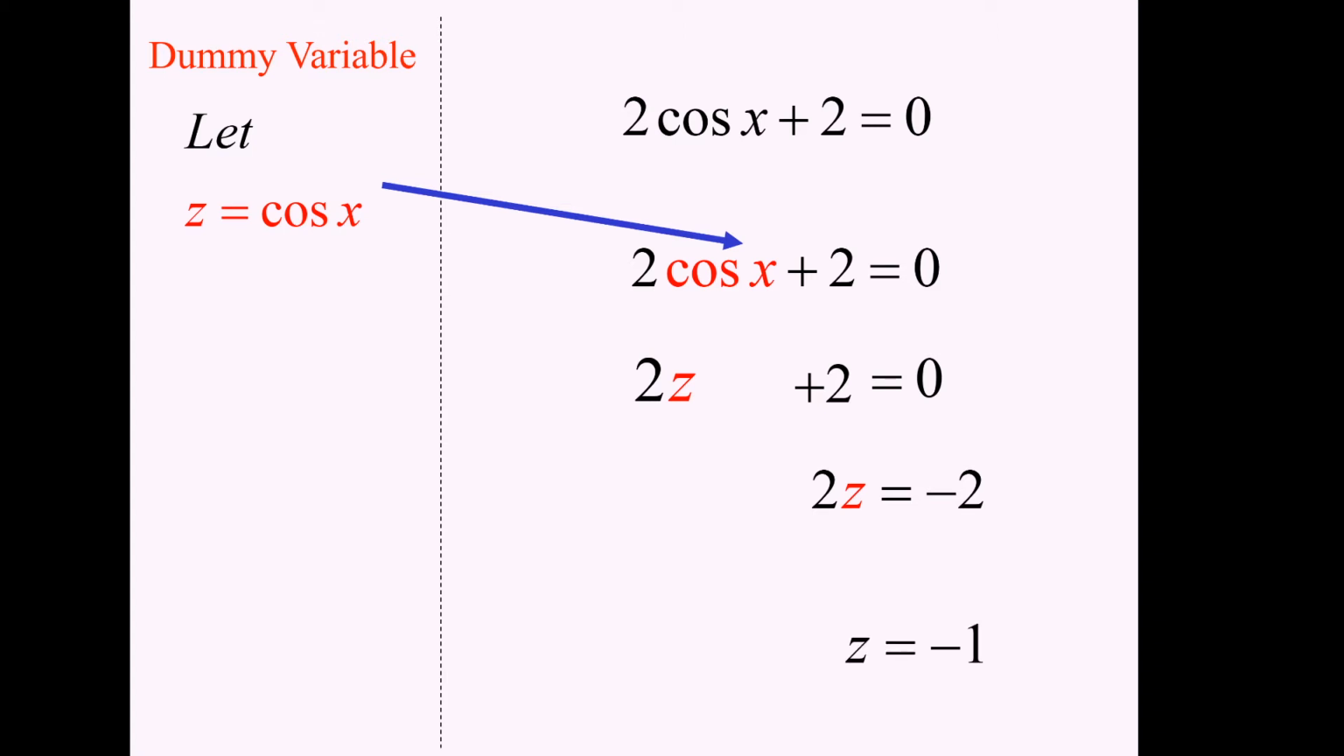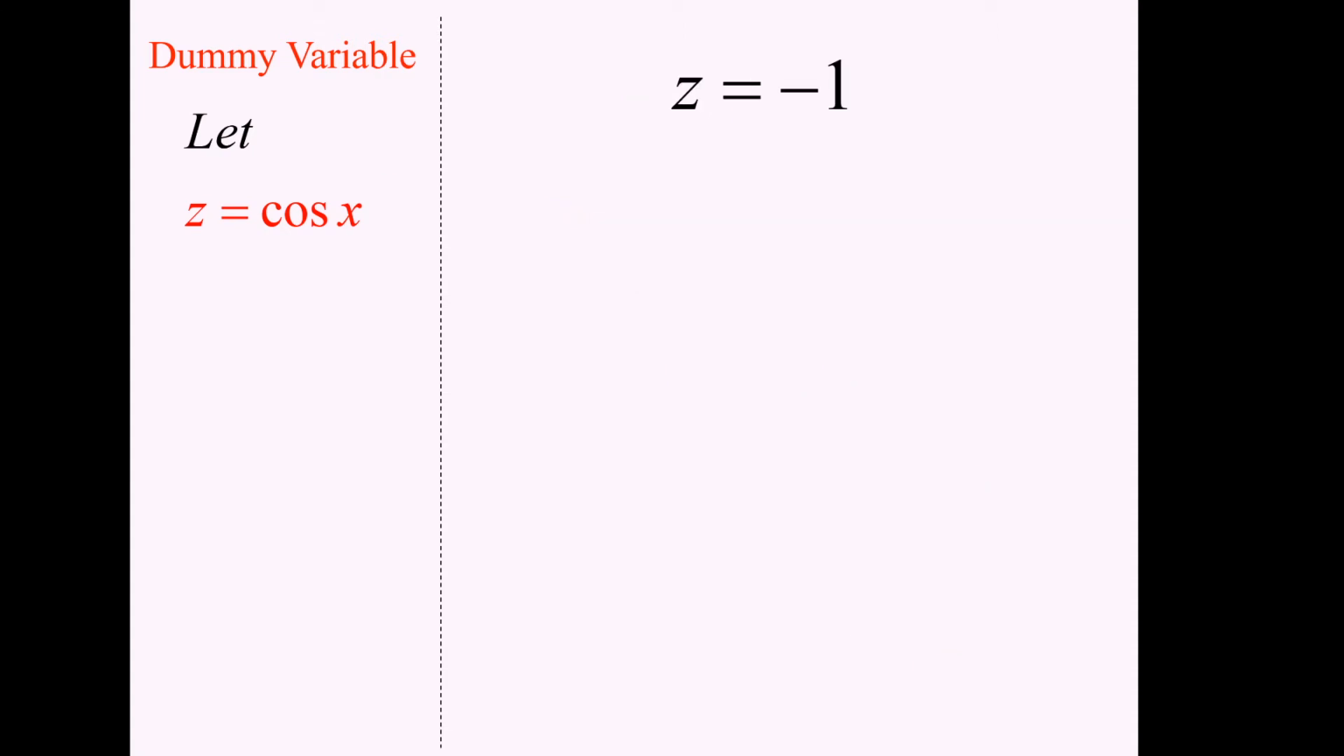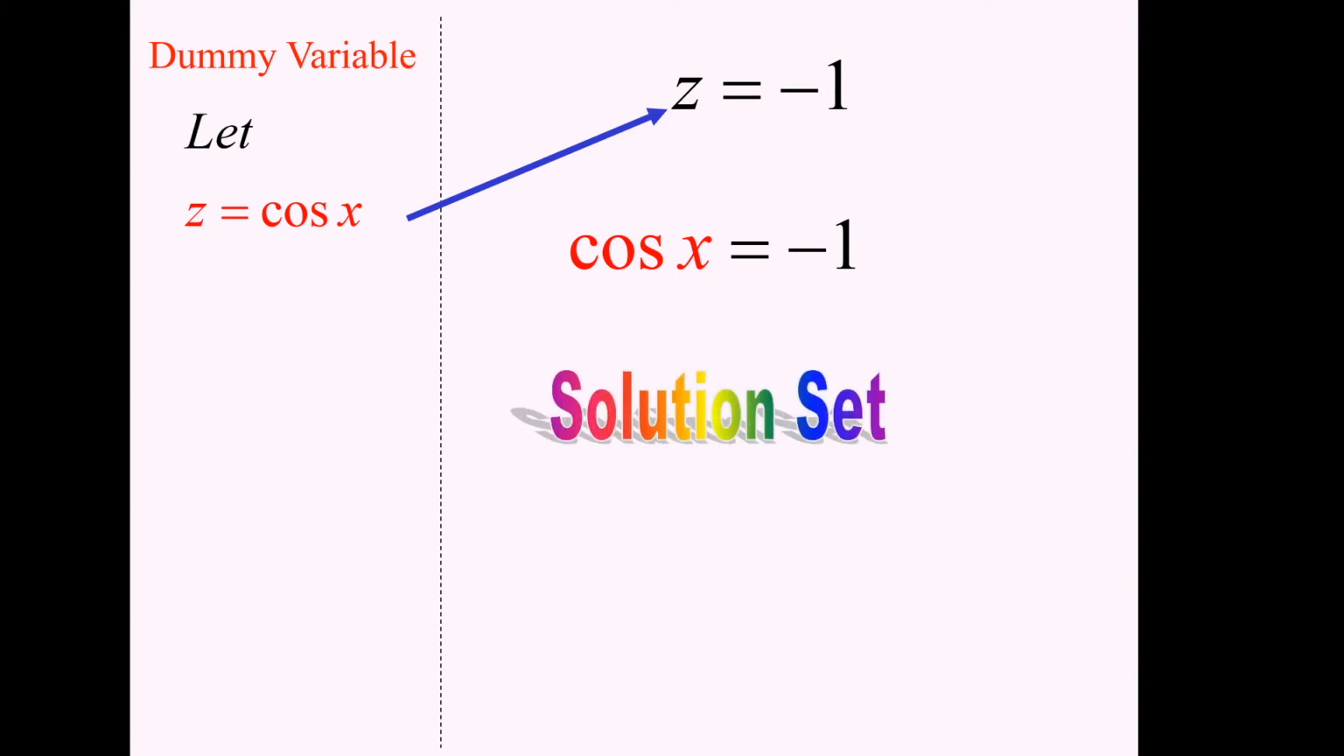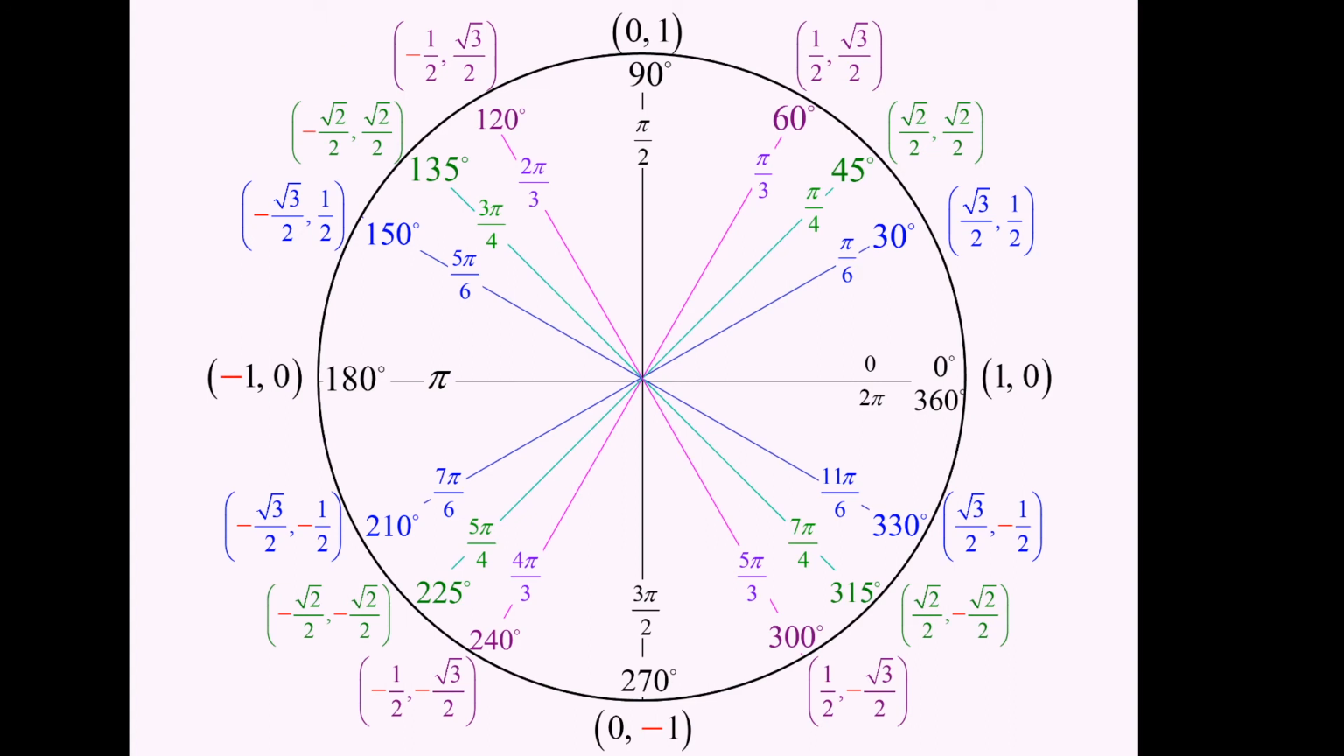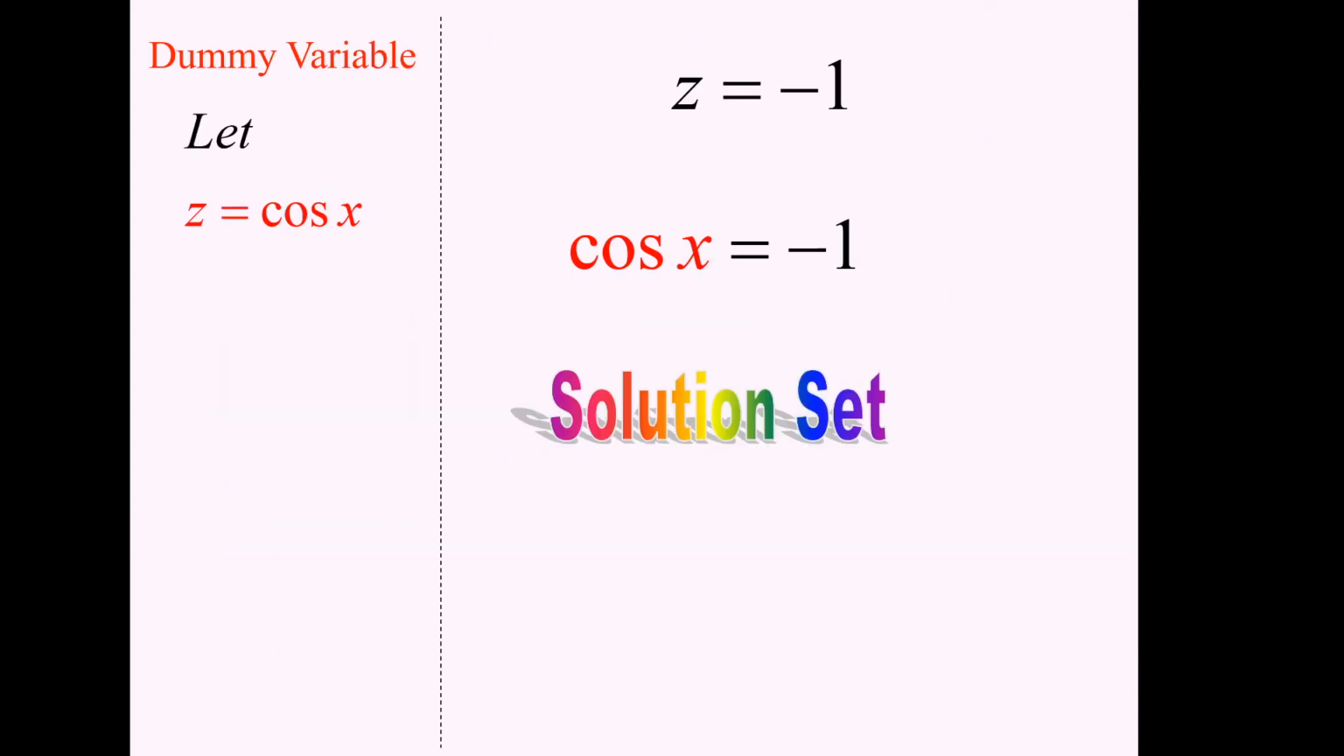Once you solve for z, it's -1, so it's linear. Then we say -1 equals cosine of x. Back to what we talked about earlier in 7.4, finding the inverse trig ratios, the trig angle. What we got here is the inverse cosine of -1. According to the ratio, it's right here along with that pi, so that angle is pi. So for the solution set, it's pi.